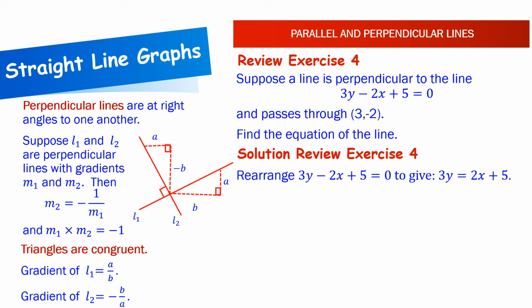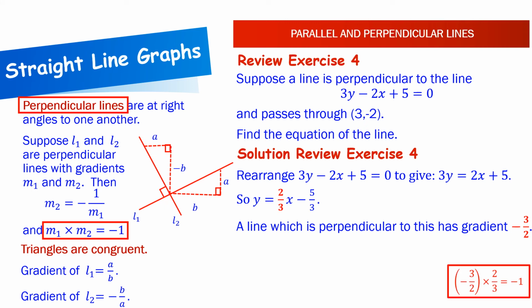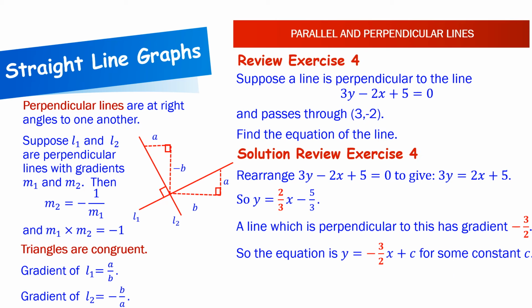Rearranging 3y minus 2x plus 5 equals 0 gives us 3y equals 2x plus 5. So y equals 2/3 x minus 5 over 3. A line which is perpendicular to this has gradient minus 3 over 2, since the two gradients multiplied by each other give minus 1. So the equation is y equals minus 3 over 2 x plus c for some constant c for this perpendicular line.